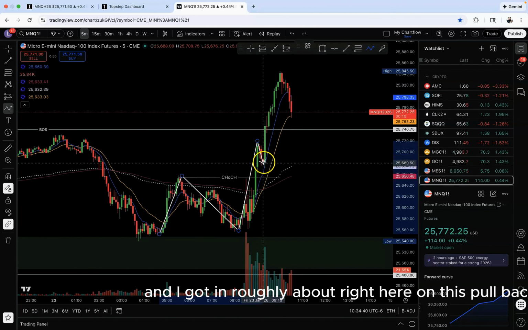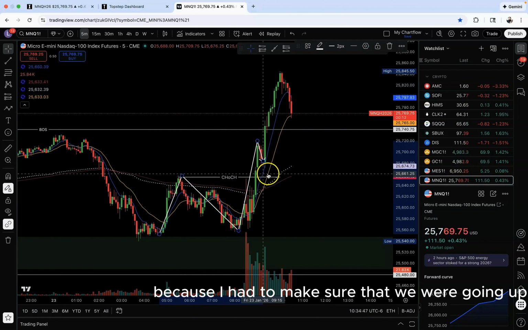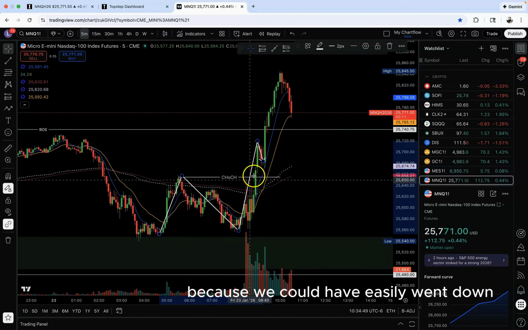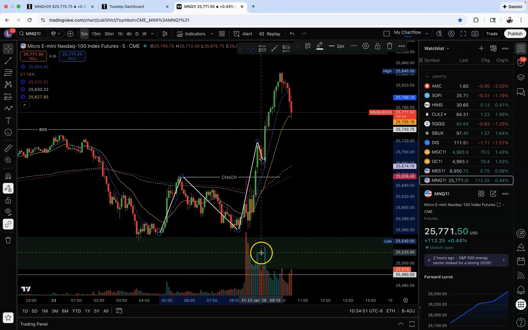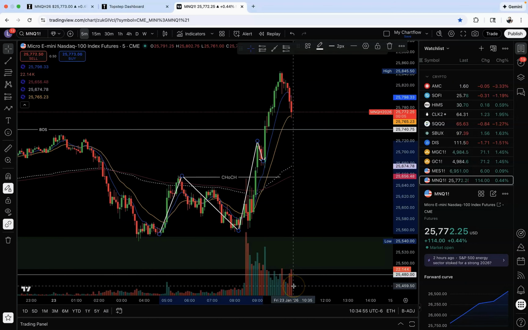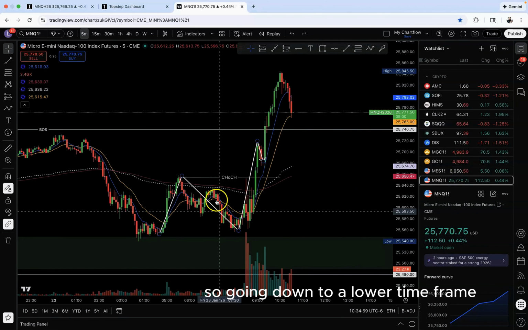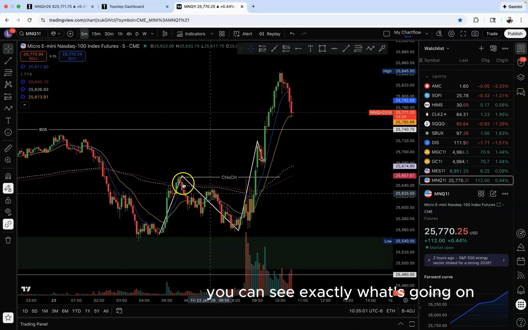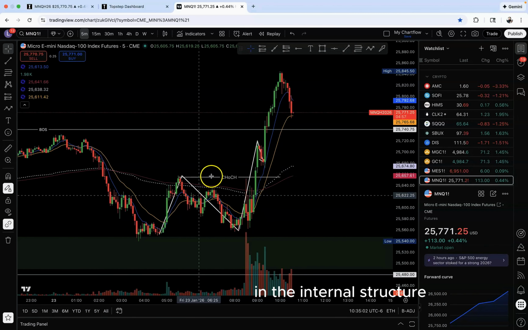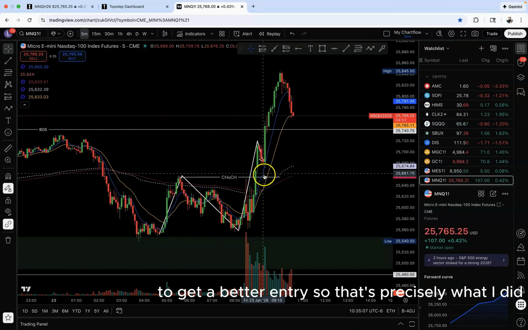I waited for it to break this lower high, then I waited for the pullback. And I got in roughly about right here on this pullback because I had to make sure that we were going up, because we could have easily gone down and started to make our way towards that extreme zone that I pointed out earlier. So going down to the lower time frame, you can see exactly what's going on in the internal structure to get a better entry. That's precisely what I did.